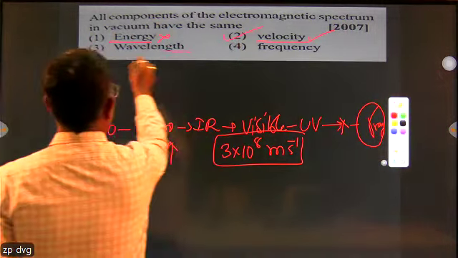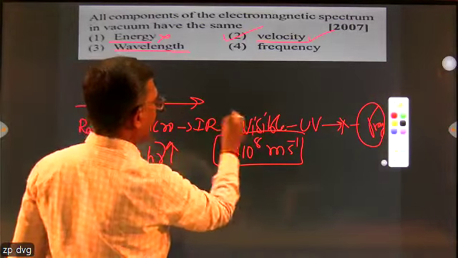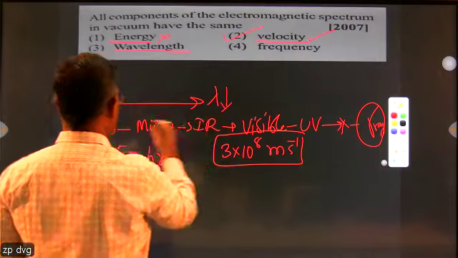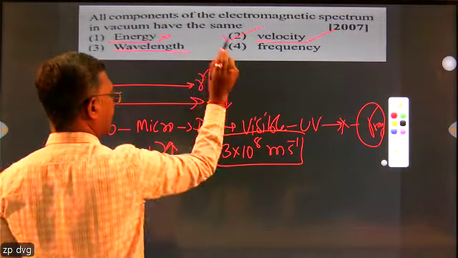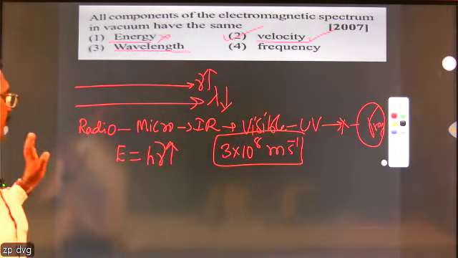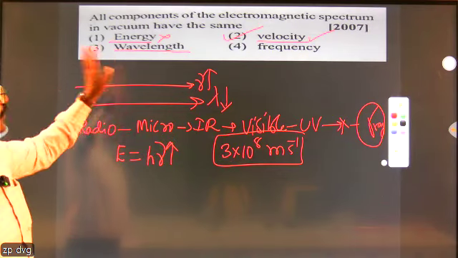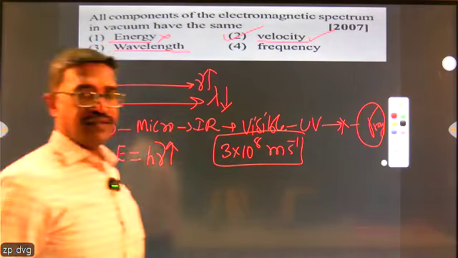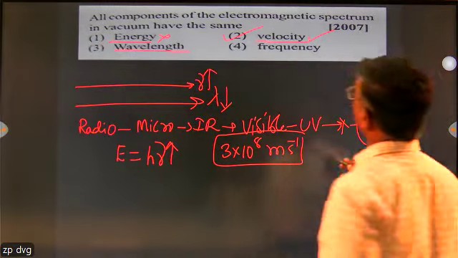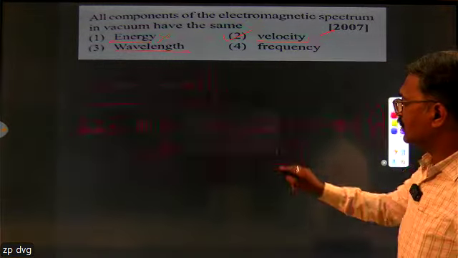So wavelength same ಇರುತ್ತಾ? ಇಲ್ಲ. ಹೌದಾ? So as you move from radio waves to gamma rays, wavelength will decrease. Frequency will increase. Frequency ಜಾಸ್ತಿ ಆಗುತ್ತೆ, wavelength ಕಡಿಮೆ ಆಗುತ್ತೆ. As you move from radio to gamma rays, energy ಏನಾಗುತ್ತೆ? Energy will also increase. So the correct option is option 2. The thing that is same for all the waves in the electromagnetic spectrum is velocity. Velocity remains same.